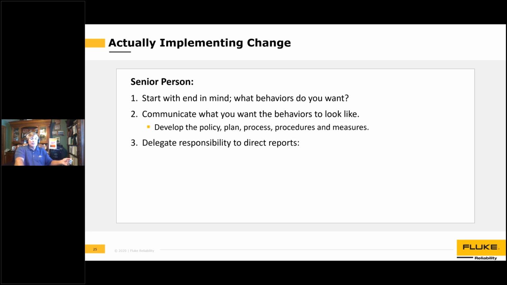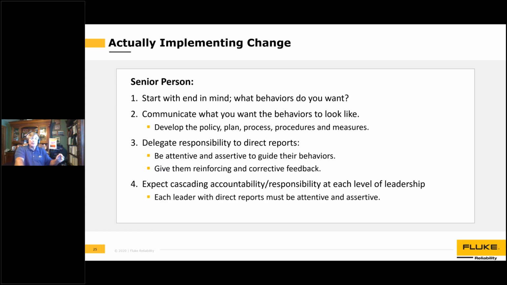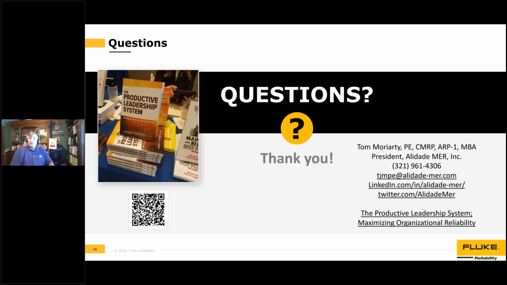And then delegate responsibility to direct reports. They need to be attentive and assertive to guide behaviors. Give them reinforcing and corrective feedback, and make sure that you expect cascading accountability and responsibility at each level of leadership. Each leader with direct reports has to be attentive and assertive, and each leader has to give reinforcing and corrective feedback. So that's what I had for you today.